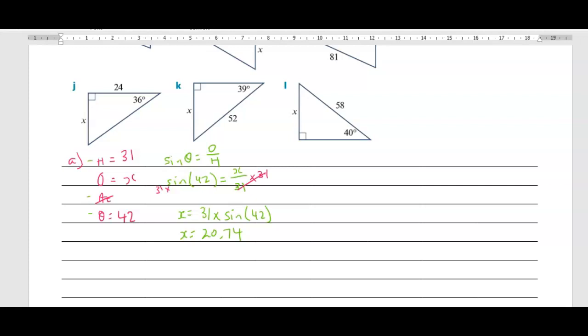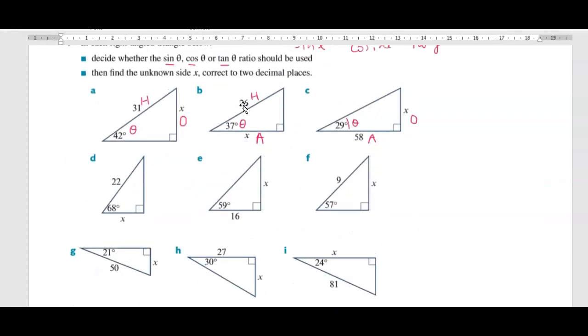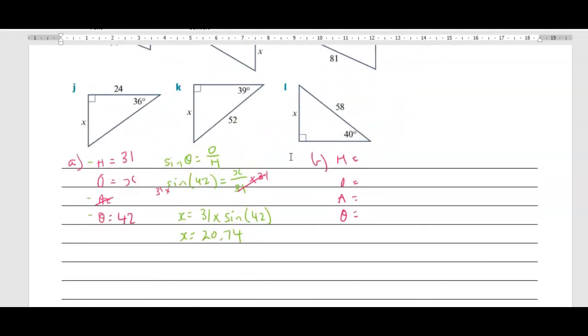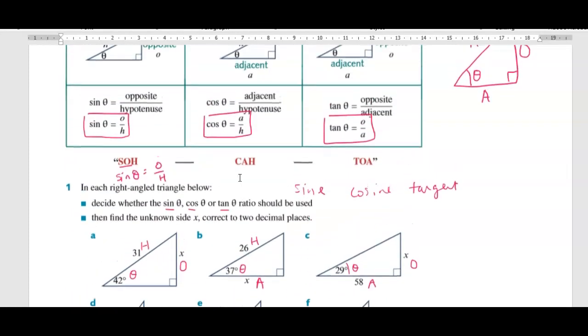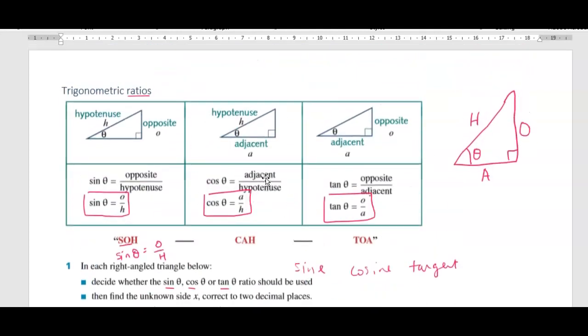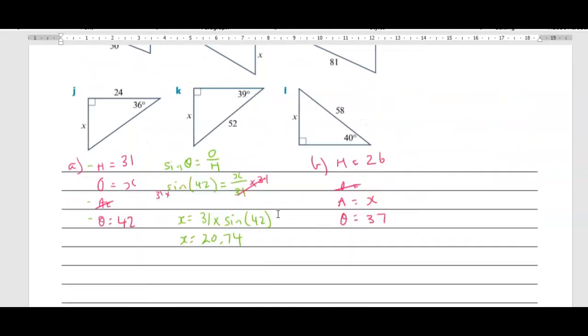All right, so let's have a look at question B. Hopefully this time I copy it down correctly. All right, so hypotenuse, opposite, adjacent, theta. Let's go back up to B. So hypotenuse is 26, adjacent is x, and theta is 37. So this time we don't want the opposite side, so I'll cross that out. So I'm working with the adjacent side and the hypotenuse side. So I know it's cos, but if you're a bit unsure, just go up to this diagram here. We know the adjacent and the hypotenuse side, so we're using cos theta.